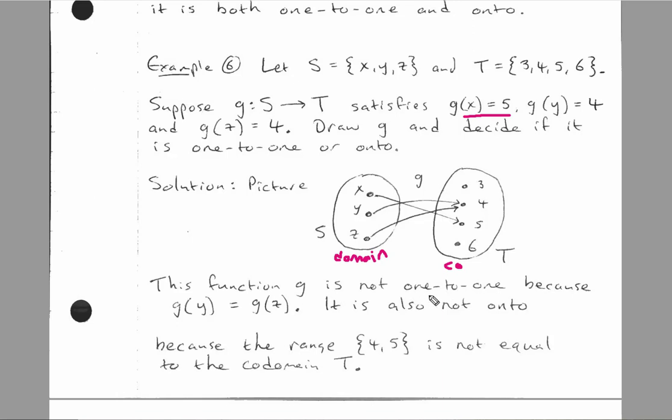All right, so we can see this function is not one-to-one because Y and Z get sent to the same place. So 2 arrows pointing to the same element in the codomain. That means the function is not one-to-one. And also we can see it's not onto, so not everything in the codomain gets hit by an arrow. So 3 and 6 are missing. So the range is not the full codomain T.